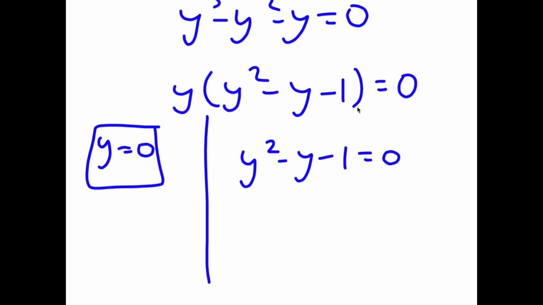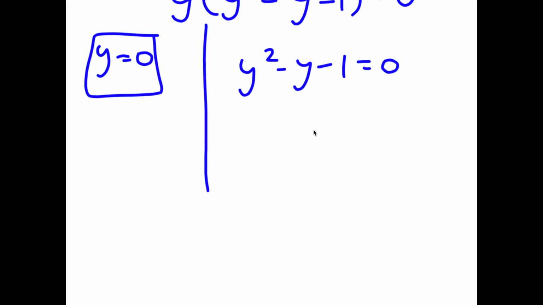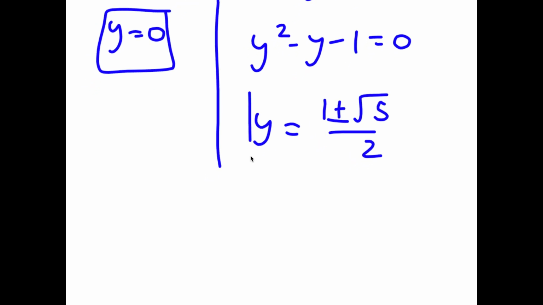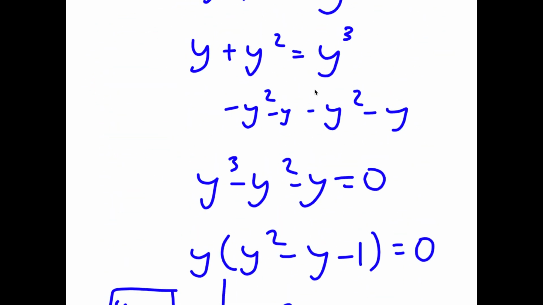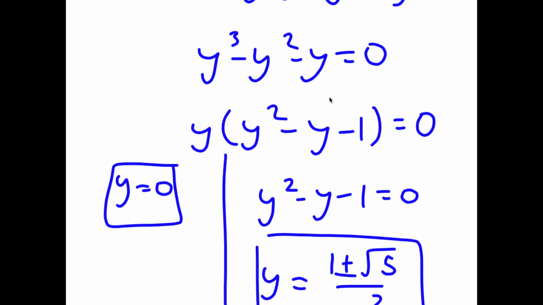And to solve this, I would have to use the quadratic formula, and I'm not going to waste your guys' time by doing all of that, but if I solve this, I should get that y is equal to 1 plus or minus the square root of 5 over 2. So these are two more solutions of y. Now remember how we set 2 to the power of x equal to y.